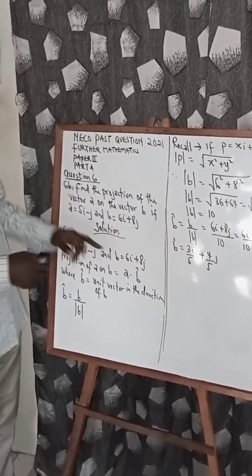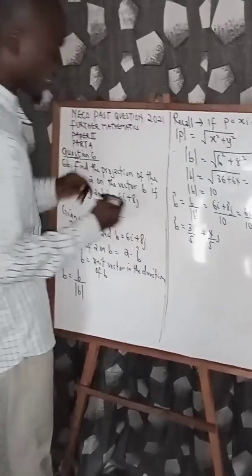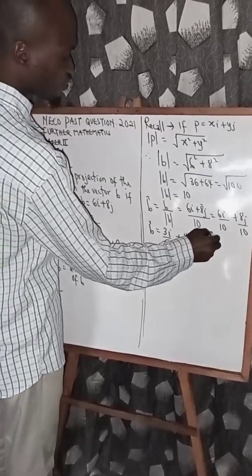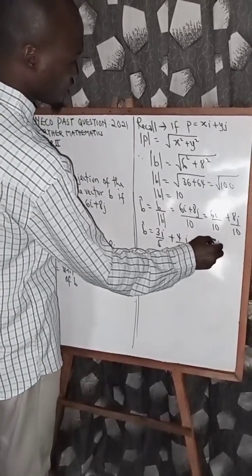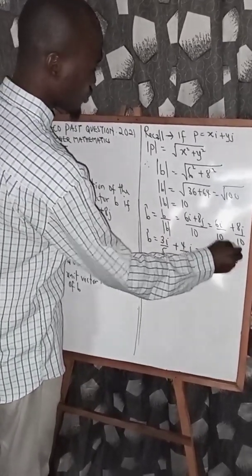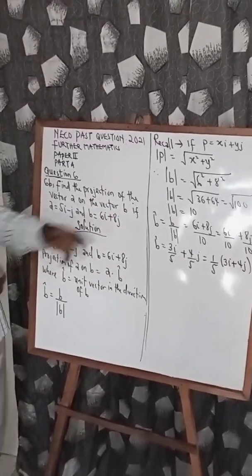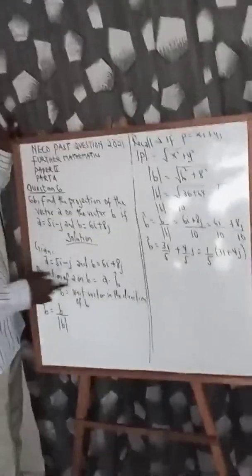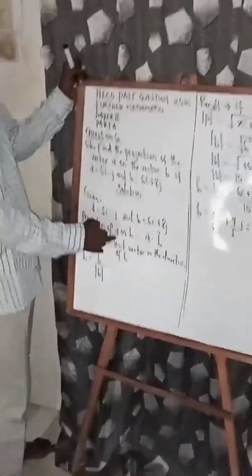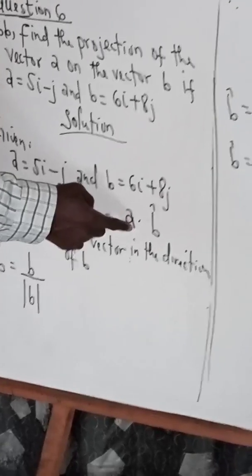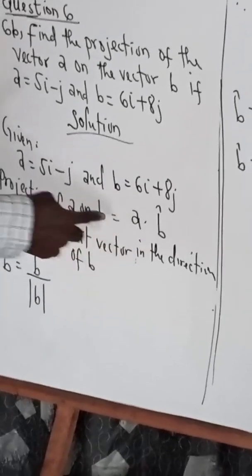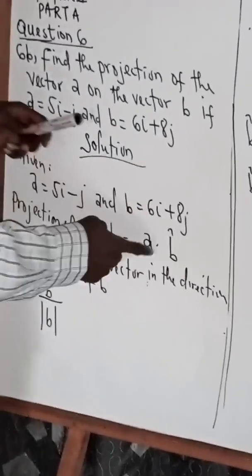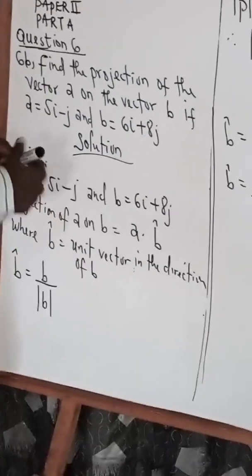So I can still rewrite this as 1 over 5 bracket 3i plus 4j, since the denominator is common. We can always leave it like that. So we now come back to the formula for projection of vector A on B, which is A dot unit vector of B. This is the dot product. We are taking the dot product of the two.